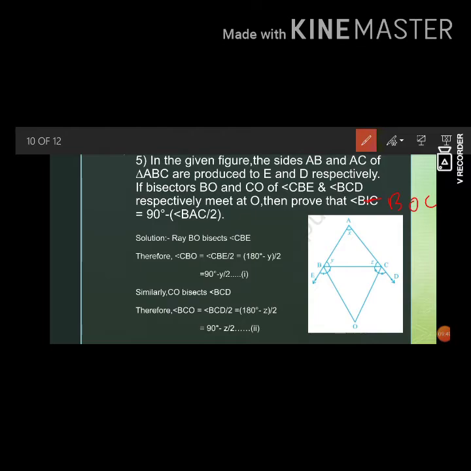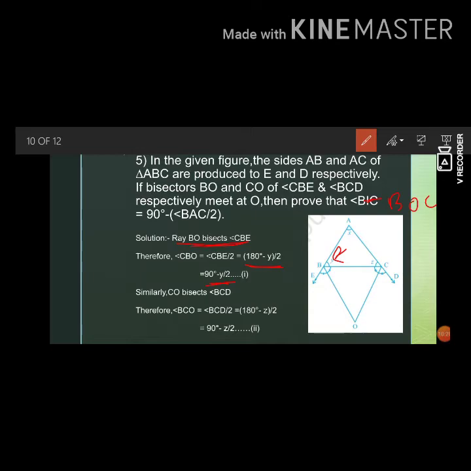First it is given that the ray BO bisects angle CBE. That means angle CBO is half of CBE. Now we can see that ABE is a straight line and CBE is equal to 180 minus y. As this angle is already given as y, the rest of the angle by linear pair will be 180 minus y, and CBO is half of CBE. So we can write CBO is equal to (180 minus y) divided by 2, that is 90 degrees minus y by 2.